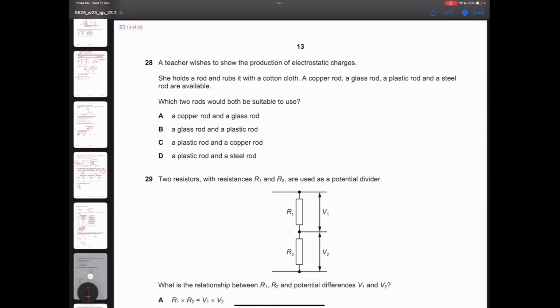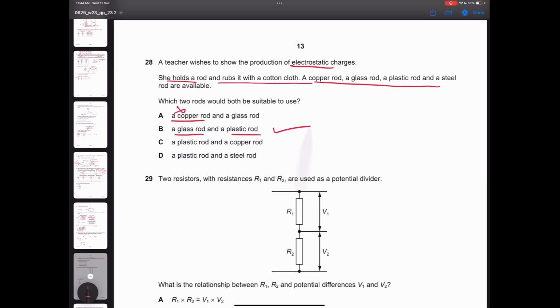A teacher wishes to show the production of electrostatic charges. She holds a rod and rubs it with a cotton cloth. These are the materials available. Now see, just think about it. For static electricity, you need non-metals because metals are conductors. A static charge does not develop on metals. So copper rod, no. Glass and plastic rod, yes. Plastic and copper rod, no. Plastic and steel rod, no.